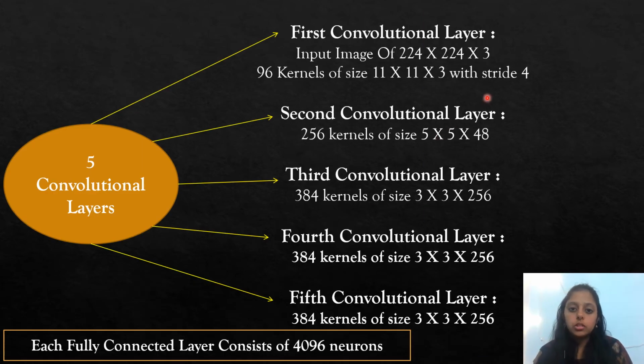So in the first convolution layer, there was an input image of size 224 by 224 by 3 which was passed into the convolution layer. It uses 96 kernels of size 11 by 11 by 3 with a stride of 4. In the second convolution layer, it uses 256 kernels of size 5 by 5 by 48. In the third, fourth, and fifth convolution layers, we had 384 kernels of size 3 by 3 by 256. So this is about the convolution layers. Coming to the fully connected layers, each fully connected layer consisted of 4096 neurons.